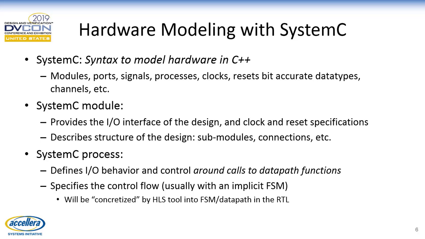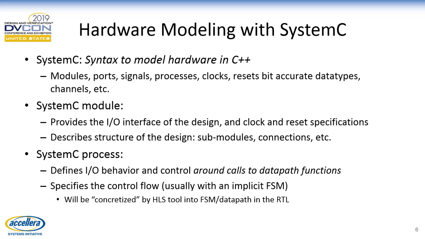So at the first level, there are things to specify: module, port, signal, processes, clocks, reset, things that we usually do in Verilog explicitly. Here's a module, here are all the ports, all the clocks. All of this can be done in C++ using the System C classes. So System C modules provide the I/O interface of the design, the specification of the clocks and the reset. It basically describes the structure. So here's the top level module, here are the sub-modules, here's how they're connected together, and so on.